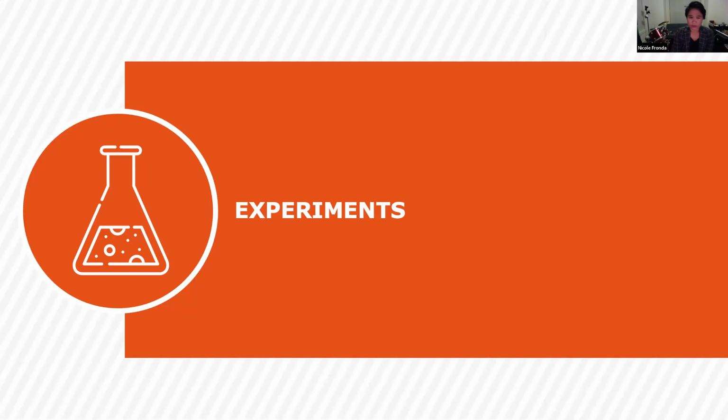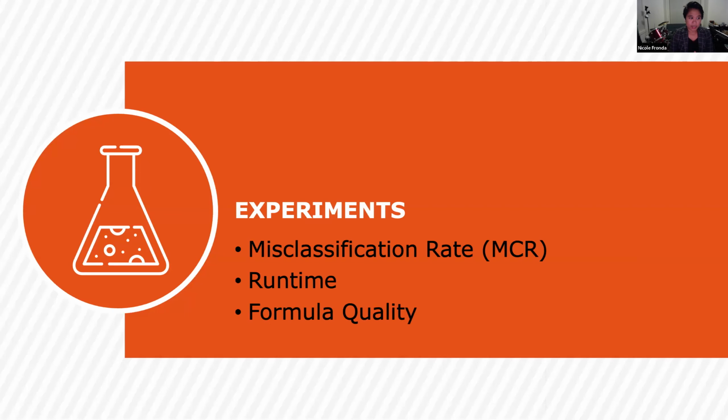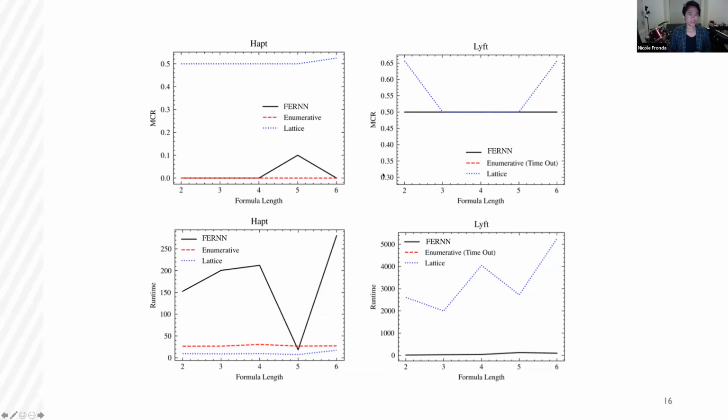We now compare Fern's performance with the enumerative and lattice methods we saw previously in binary classification tasks across different data sets. And we evaluate the MCR and runtime of all three methods, as well as take a qualitative look at the formulas learned. So here we show two examples from real data sets. The two graphs on the top here depict the MCR comparison of the different methods for different formula lengths, and the bottom graphs here depict a runtime comparison.